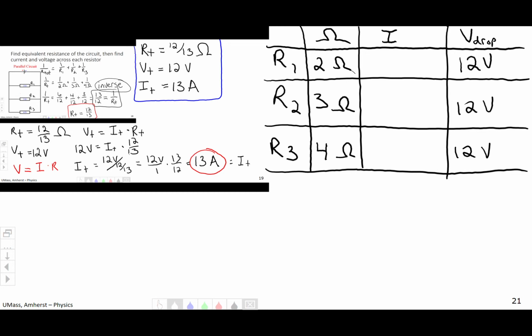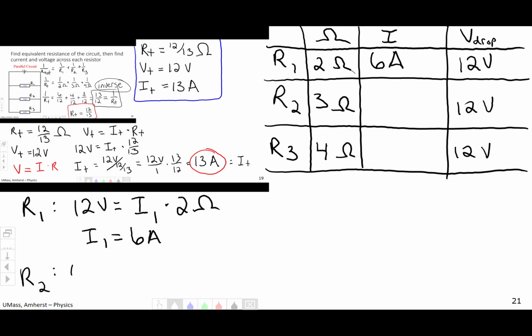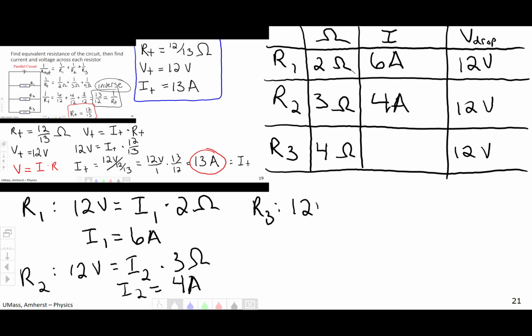So now let's start with R1, resistor 1. Let's find the current across it. The voltage is the current 1 times R1, which is 2 ohms. That means that the current across this one is 6 amps. Resistor 2: 12 volts equals current 2 times 3 ohms. This means that I2 is 4 amps. And R3: 12 volts equals I3 times 4 ohms. That means that current 3 is 3 amps.